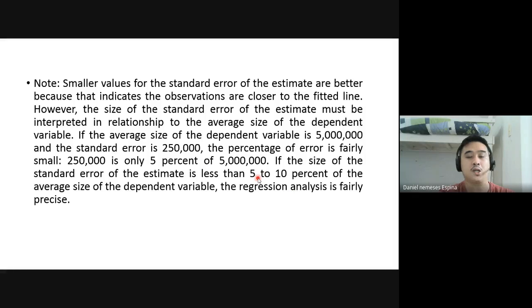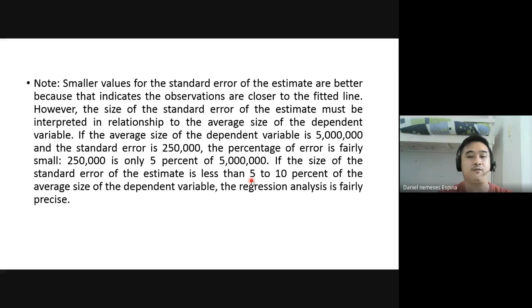So it is said that if the standard error of estimate is between 5 to 10%, so kung ang makuha daw nga standard error is 5 to 10% of the dependent variable, we can still use the regression line as our forecasting tool. Okay, so it is said that the regression analysis is fairly precise. Okay, so you only have an error of possibly 5 to 10%.